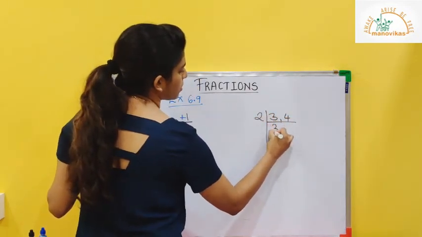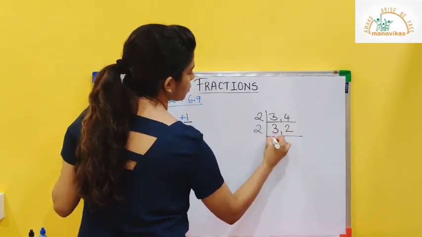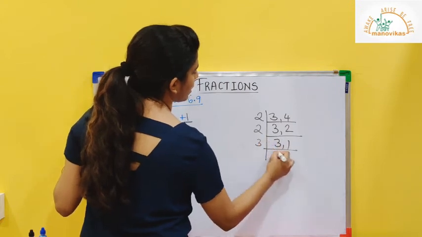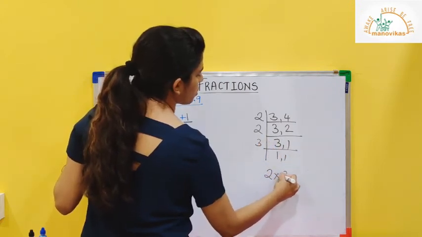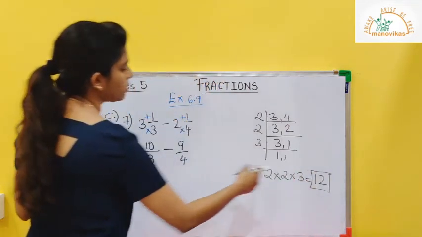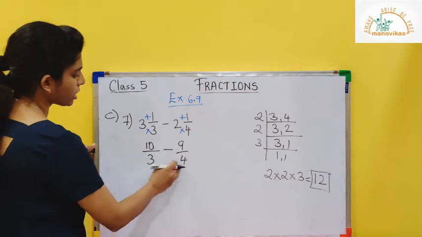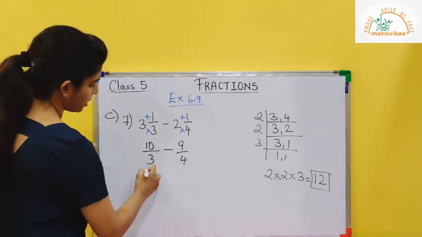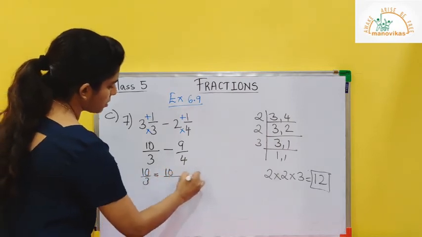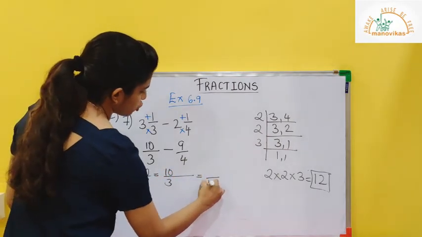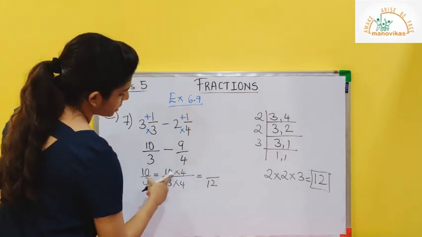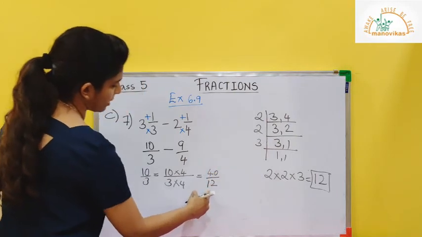So 2 2s are 2, 2 1s are 2 and 3 1s are 3. So 2 2s are 4, into 3 will give me 12. So the LCM is 12. Now I have to change both these fractions. So I bring down 10 upon 3 first, is equal to 10 upon 3. This should be 12. So into 4 and 10 into 4. So 10 4s are 40 upon 12.